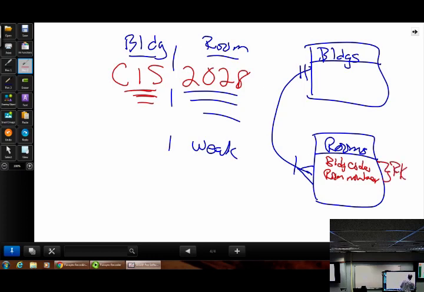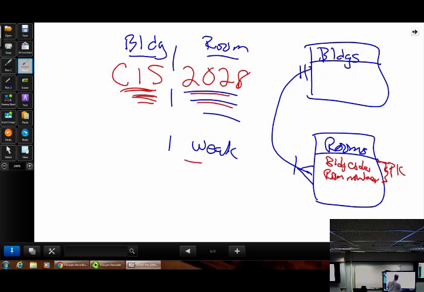That's a P, by the way. Primary key, right? The combination of building code and room number is unique. So if I send out an email at the beginning of the semester saying our seminars will be in CIS 2028, this is the only room on campus that's CIS 2028. So everybody can find it.